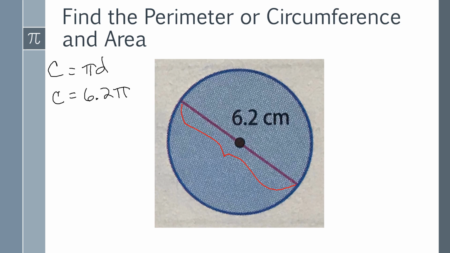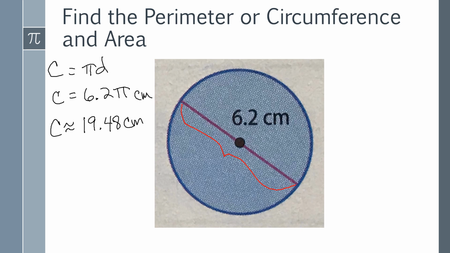Now we're going to solve for it to the nearest hundredth. We've already got it in terms of pi. So 6.2, and I put in pi. And that comes out to 19.47787. So we're going to say this is 19.48 centimeters.